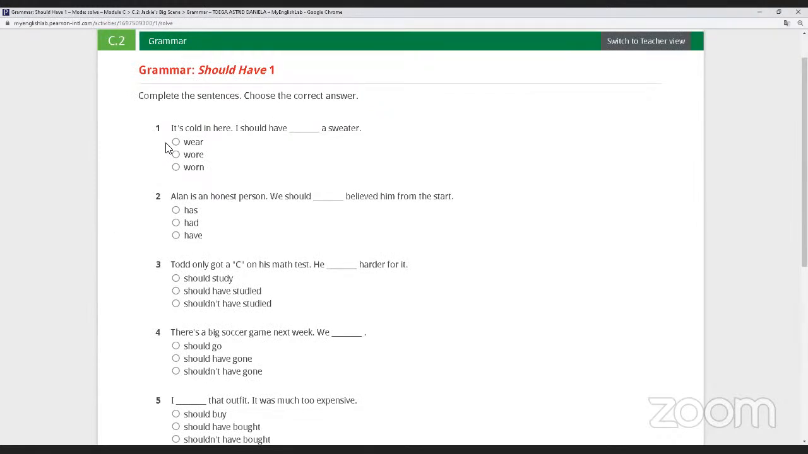It's cold in here. I should have worn the sweater. Alan is an honest person. We should have believed him from the start. Thought only got a C on his math test. He shouldn't have studied harder for it.